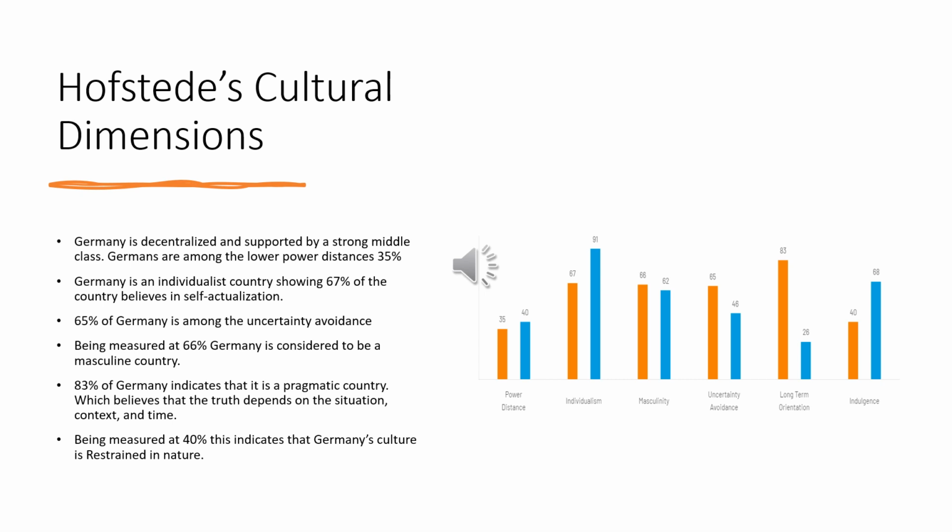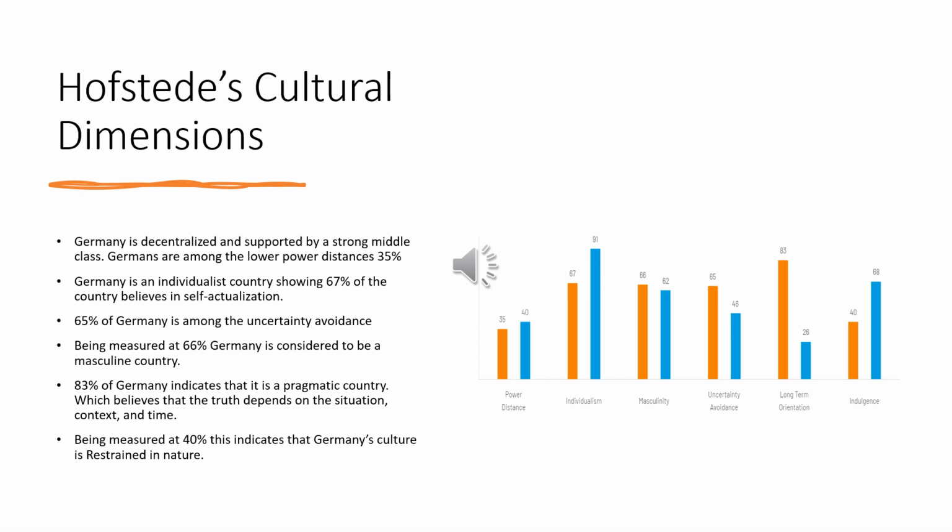83% for Germany indicates that it is a pragmatic country, which believes that the truth depends on the situation, context, and time. This shows an ability to adapt traditions easily to changed conditions, a strong propensity to save and invest, thriftiness, and perseverance in achieving results.